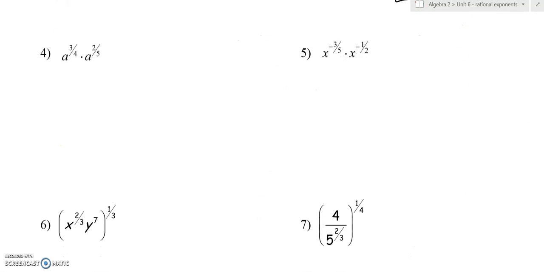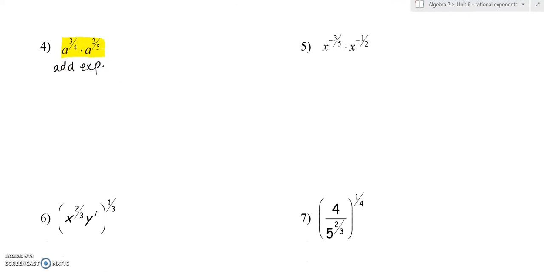The next one, problem 4. You have a to the 3/4 times a to the 2/5 right next to each other. No negative exponents. So you can go ahead and add those exponents. Okay? When I add those exponents, again, use your calculator. 3 over 4 plus 2 over 5. I get 23 over 20. And there's my answer. Again, I'm just plugging them in my calculator.